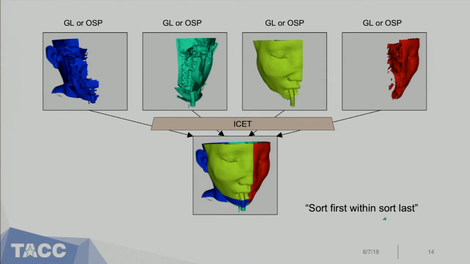This allows us to render data that's much larger than would fit in a single node's memory, but still get a seamless final image. And IceT, written by Ken Moreland out at Sandia, is the industry standard in visualization for performing this type of compositing.